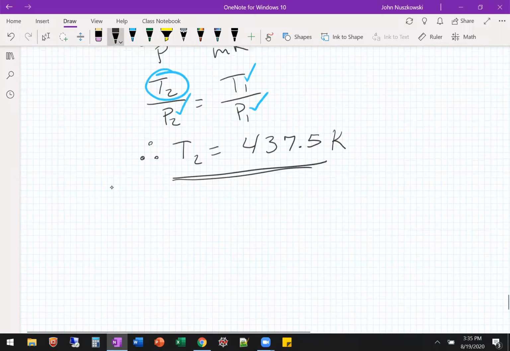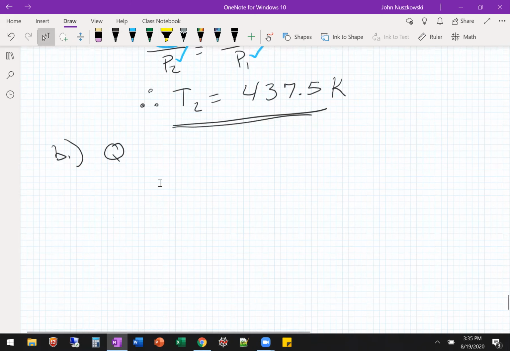Okay, so now we have part B, the heat transfer. Where do we start for that? Yeah, so COE, right? We have a closed system, so COE, closed system.